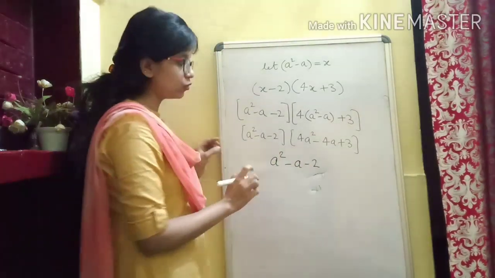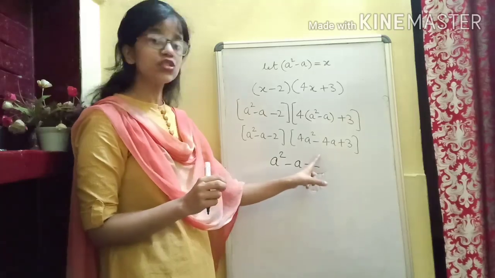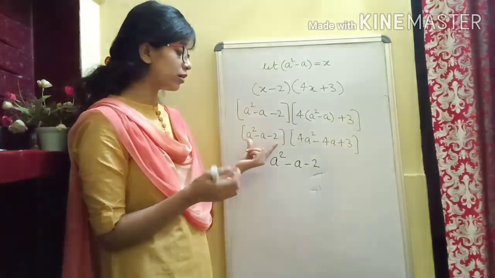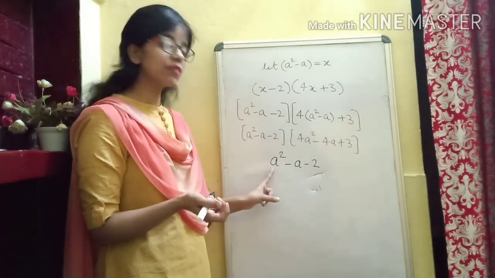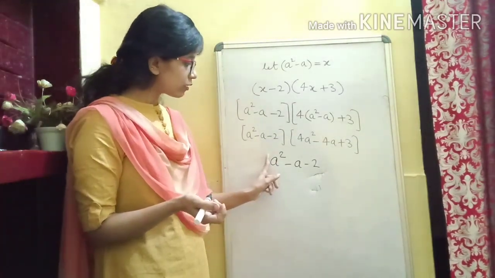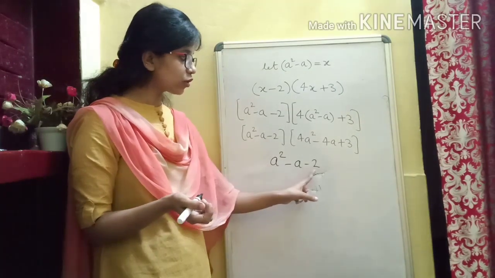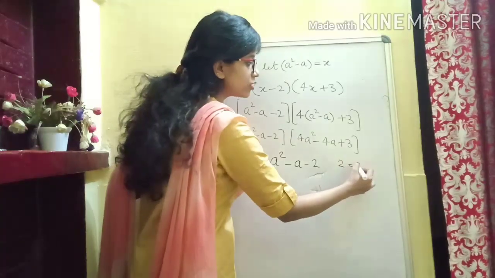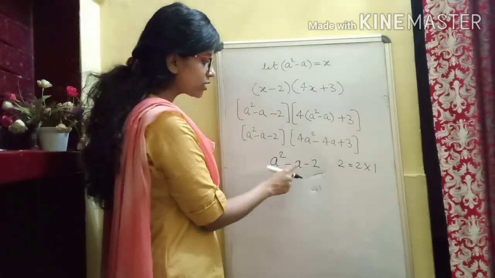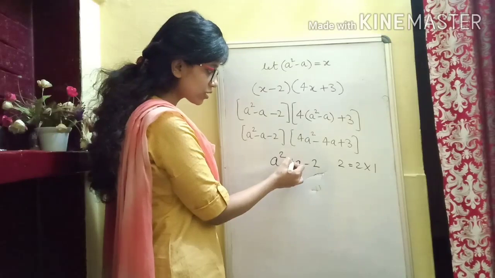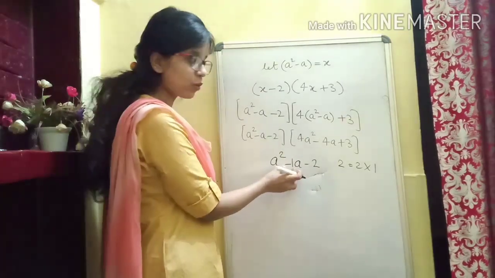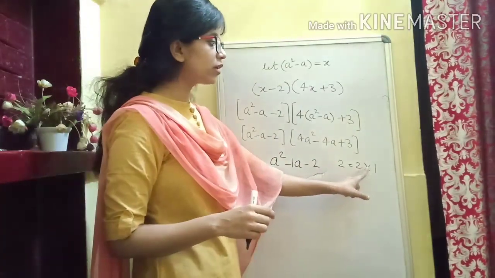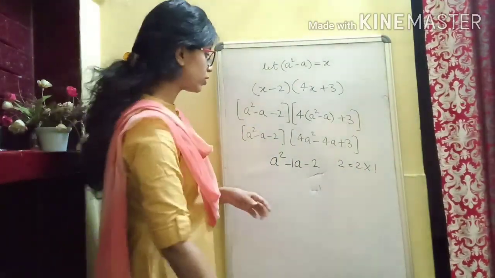a square minus a minus 2. So what is the constant term here? 2. And what is the coefficient of the square term? Here our trinomial is in terms of a this time. So the coefficient of a square is 1 and the constant term is 2. 2 into 1 is 2. What will be the factors? 2 and 1. Now we want this minus a. Minus a means the coefficient of a is minus 1. How to get minus 1? 1 minus 2, because the factors are 2 and 1. Are you getting my point?